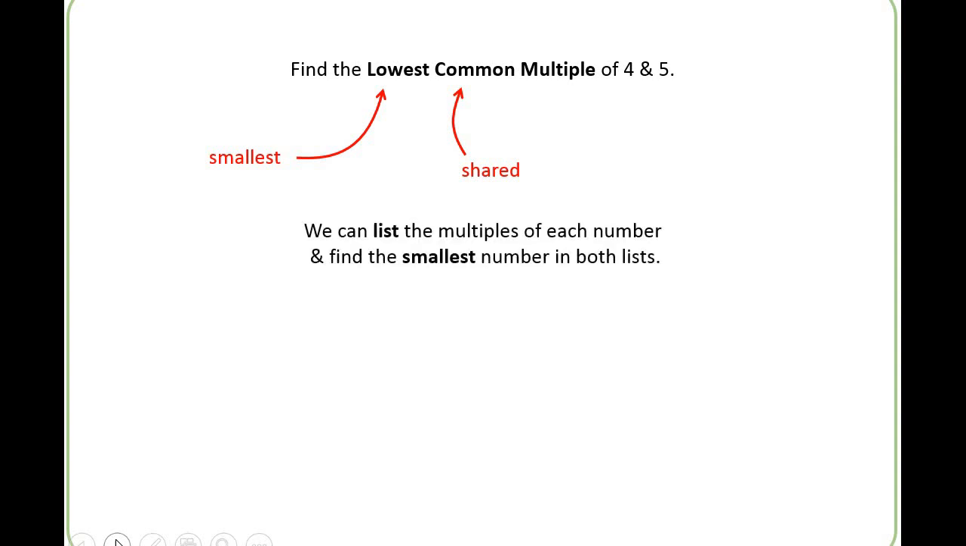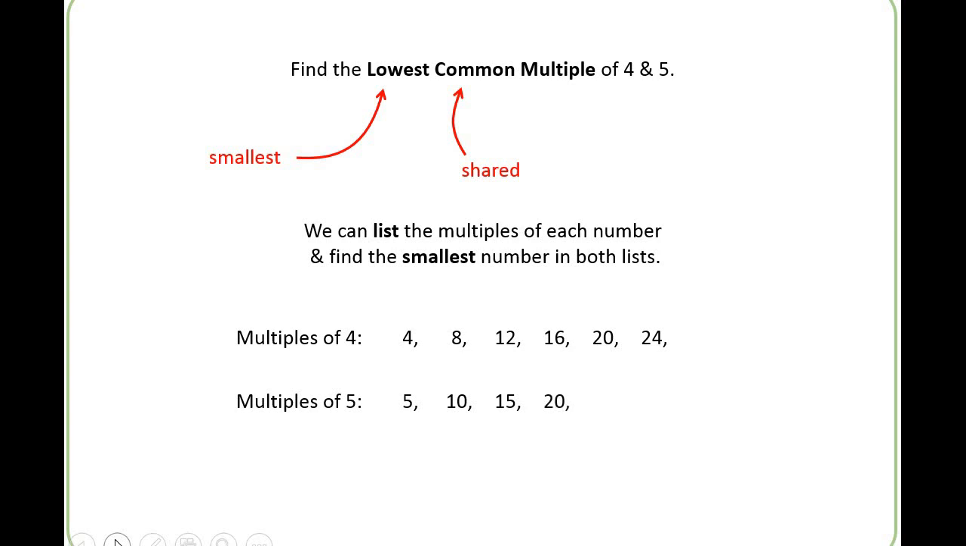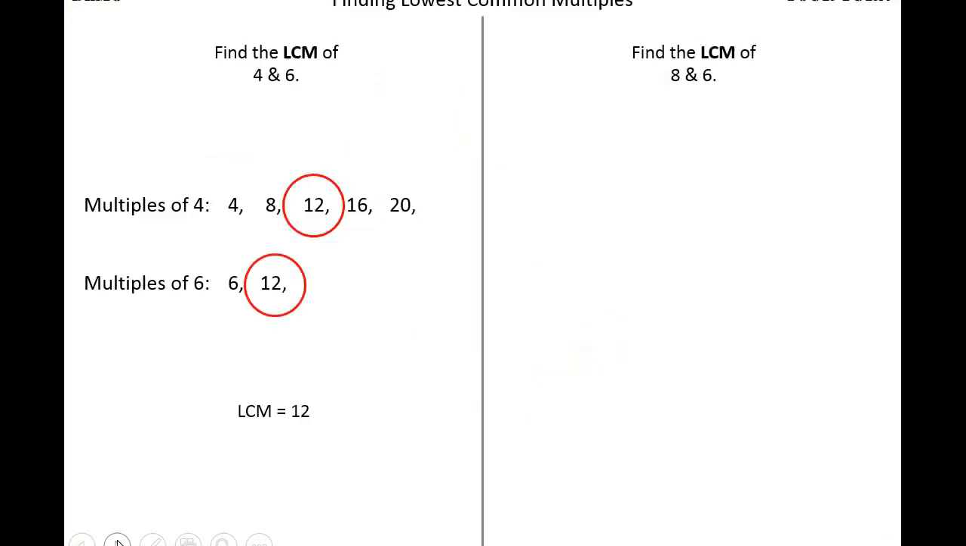So one method of finding the lowest common multiple is to list your 4 times table and to list the 5 times table, and we're looking for the smallest shared number. So we can see clearly 20 is the first number they both hit that is in both of their times tables. So the lowest common multiple of 4 and 5 is 20.